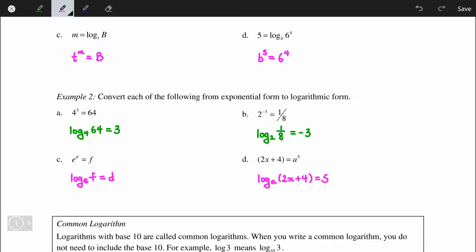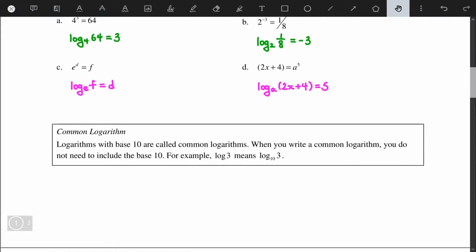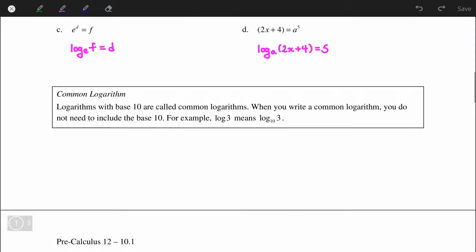So here, we are going to introduce the common logarithm, which is just logarithms with base 10. So if the base is not written out explicitly, so for example here, then we always assume that the base is just 10. So in other words, log 3 is equal to log base 10 of 3.